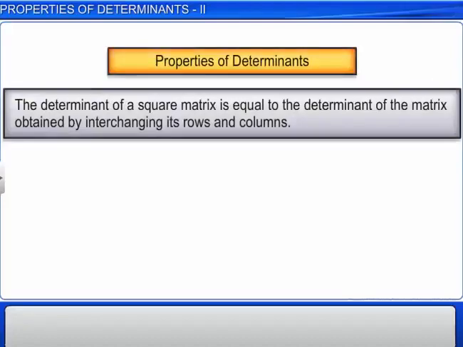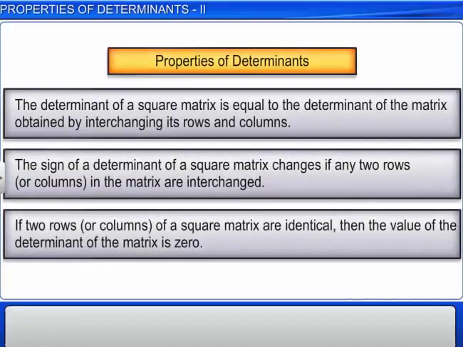You learned three properties of determinants in the first part of this lesson, which simplify evaluation by obtaining the maximum number of zeros in a row or a column. Now, let us learn some more properties of determinants.